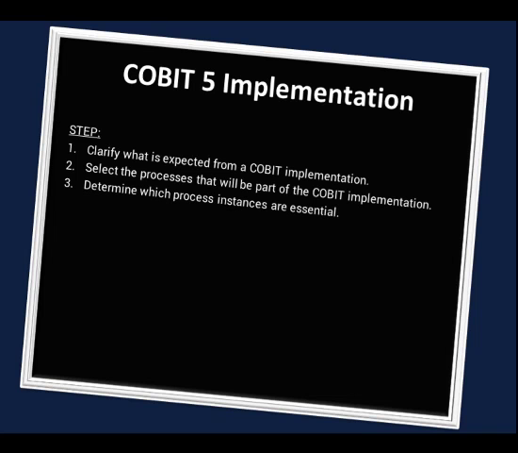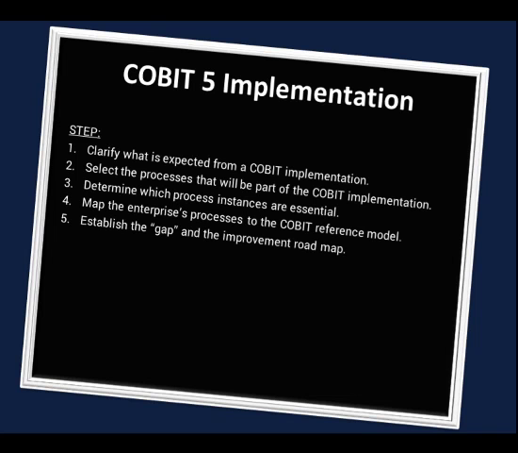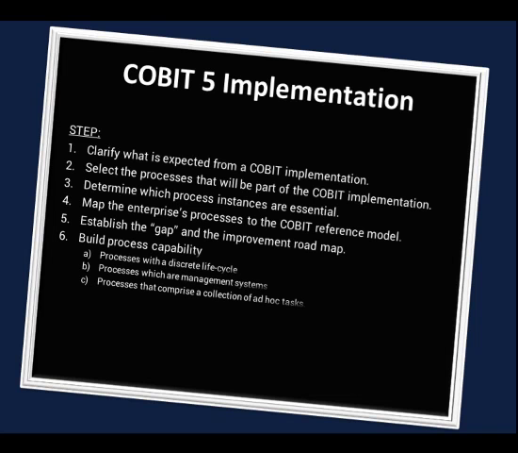The third step will be to determine which process instances are essential. For example, managing change comprises process instances for emergency, standard, and trivial changes. The fourth step will be to map the enterprise's processes to the COBIT reference model. The fifth step will be to establish the gap and the improvement roadmap. The sixth step will be to build process capability.